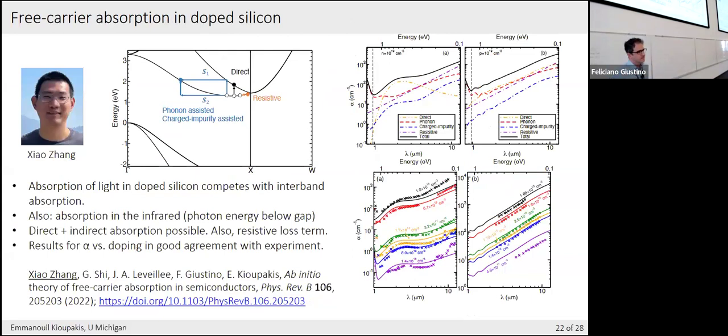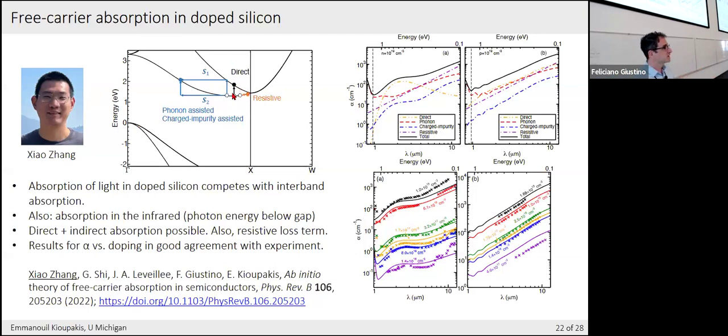Speaking of free carriers, there is one more class of materials that do have free carriers, and that is doped semiconductors. We discussed earlier that if you have a material with a bandgap, then light can't be absorbed unless it has enough energy to go from the valence to the conduction band, right? Materials are transparent for light below their bandgap, unless they are doped. Because once you dope the material, in this case, silicon is doped N-type, you will have some free electrons right here in the bottom of the conduction band.